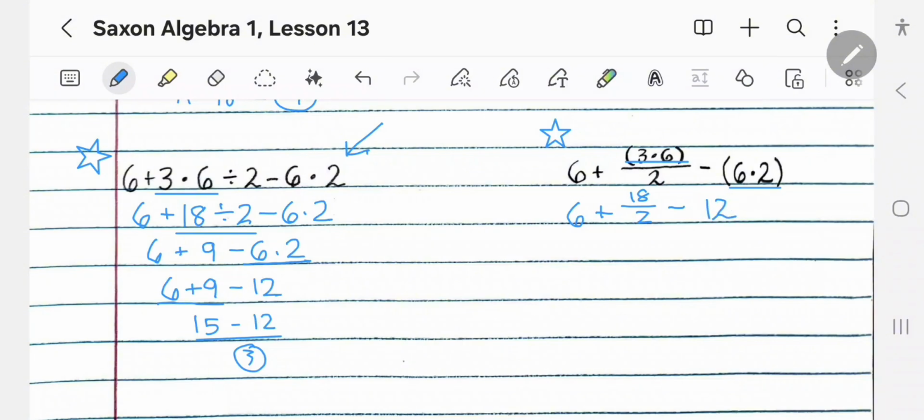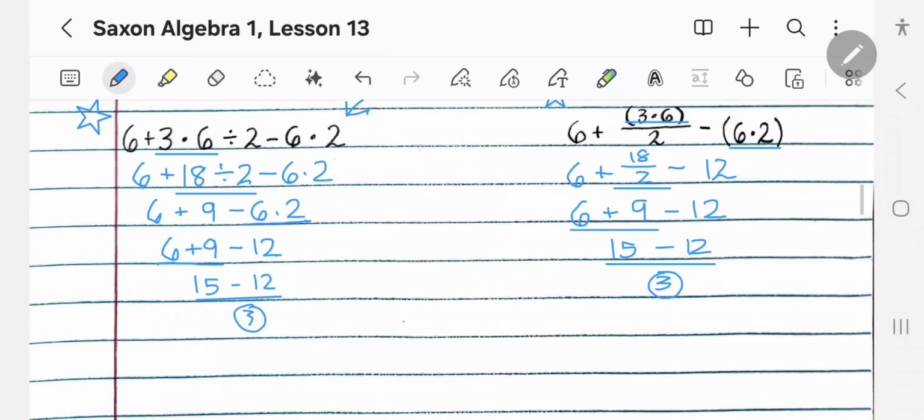Now we're going to do our multiplications and divisions from left to right, and we just have this 1 here. So we've got 6 plus 18 divided by 2 is 9. Okay, now we can add and subtract from left to right. And then we can subtract, and we get the same answer. Just a little bit shorter, just a little bit less to write, and maybe a little less confusion. They added the symbols of inclusion to make it clear as to where they want you to start. And it does make it a little clearer, I would think.